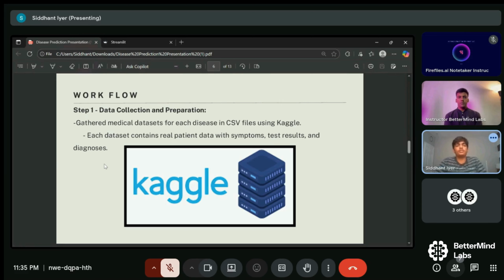So we started with collecting our data sets from Kaggle. We use Kaggle because it's efficient, it has a lot of good data sets. Each of these contains the symptoms and the diagnoses of the patients.